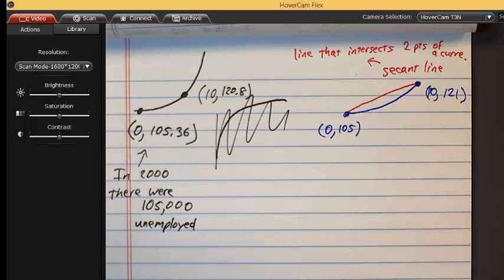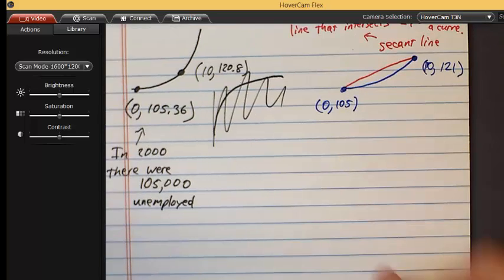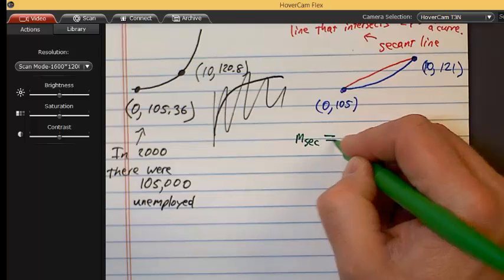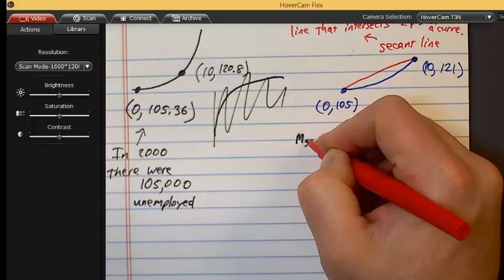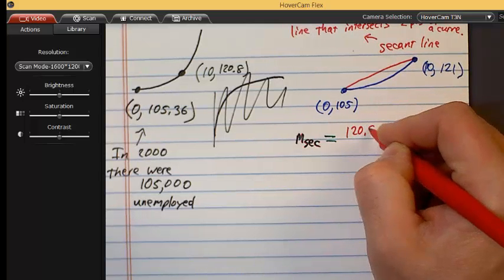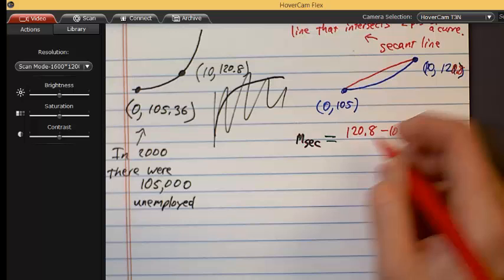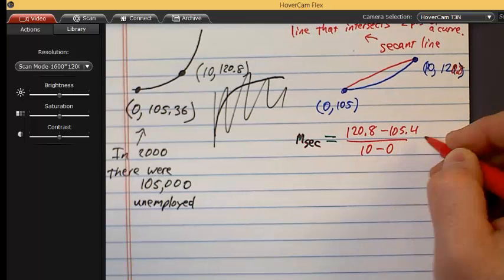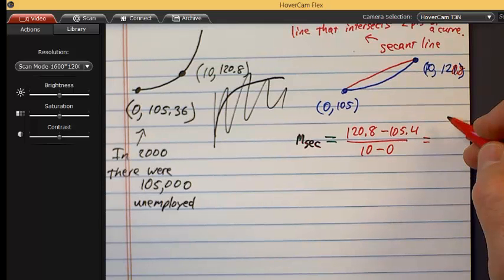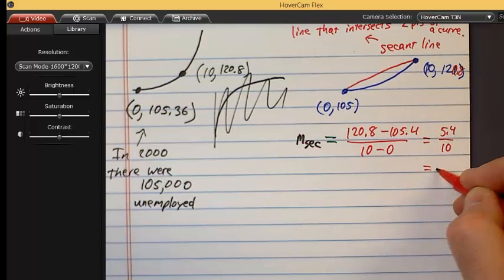But maybe here's the question that I want to ask. Well, actually, let's do that. Let's compute the slope. You guys did this in Chapter 1. The slope of the secant line would be, let me go ahead and do it in red, well, basically, it's 120.8, because that's what that said, minus 105.4, over 10 minus 0. And so I get 15.4 over 10.